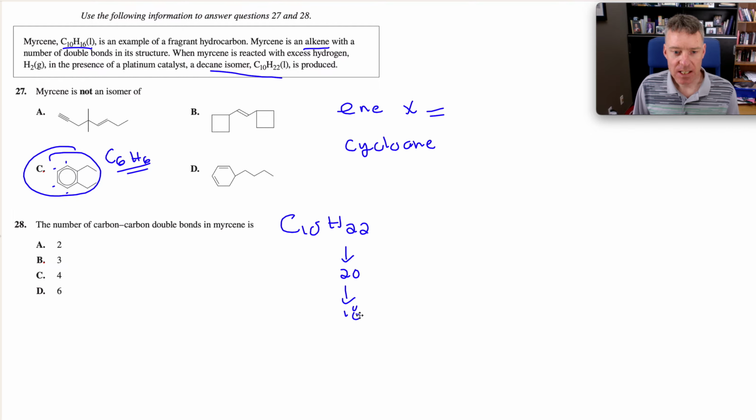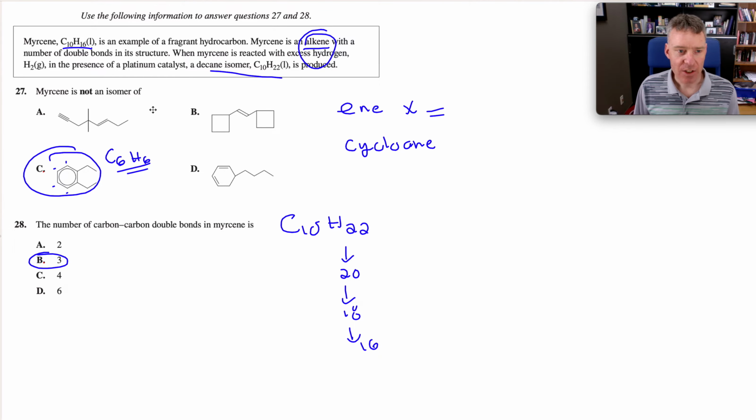Down to 18, that'd allow 2 double bonds. Down to 16, that'd be 3. And how do I know they're double bonds? Well, we're told it's an alkene. Alkene, so 3 unsaturations, so there must be 3 double bonds in that compound.